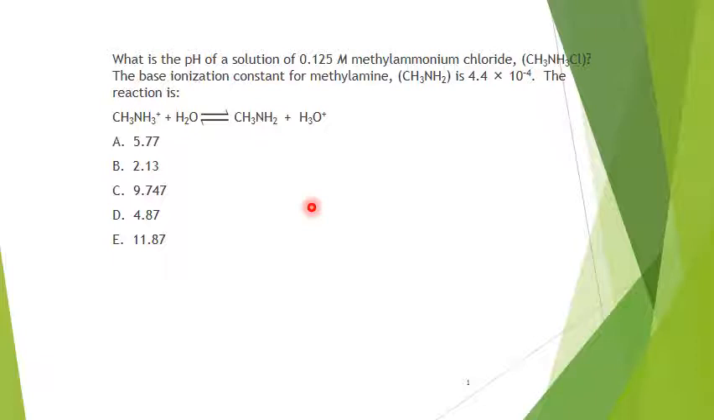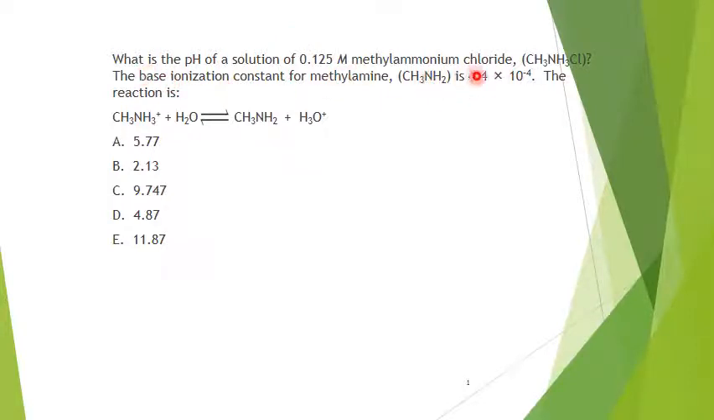So what I want to know is the pH of a solution, 0.125 molar methyl ammonium chloride. It's a base, and so we don't know its acid ionization constant. So we're going to have to do this one a little bit different. We're going to use the base equilibrium formula, find the OH, and then from the OH we can find the H. So here's our equation, and our answer is going to be one of these five.